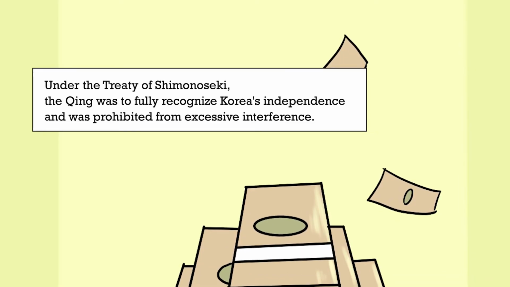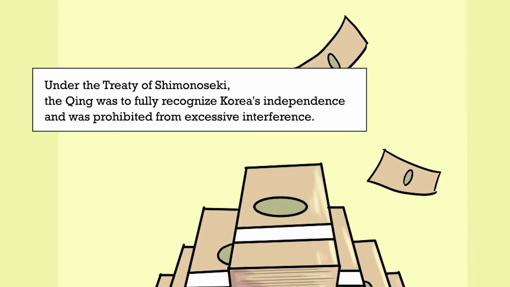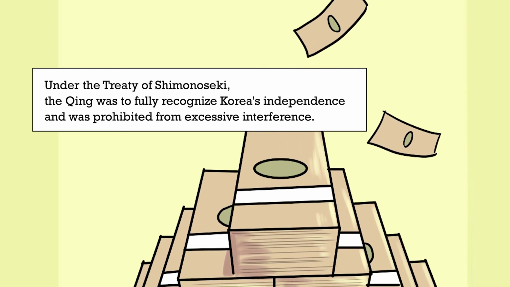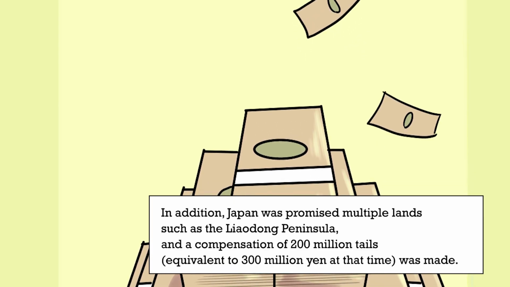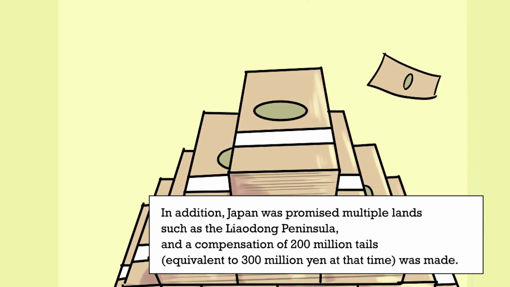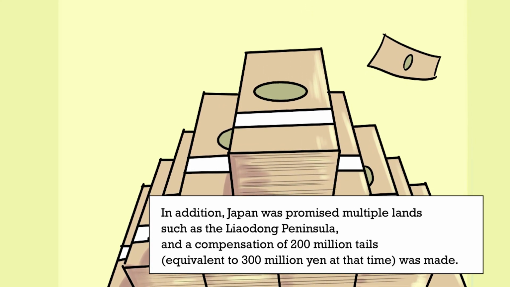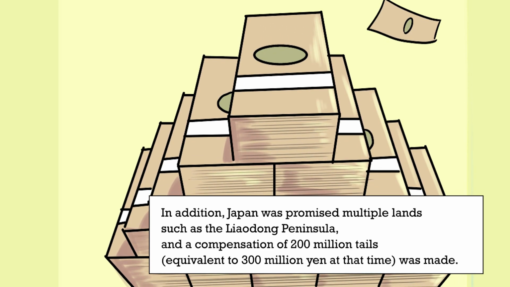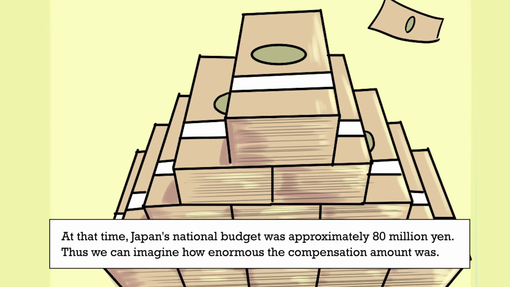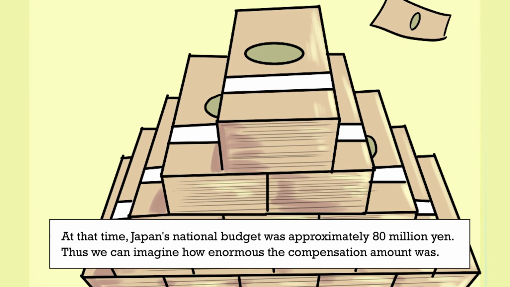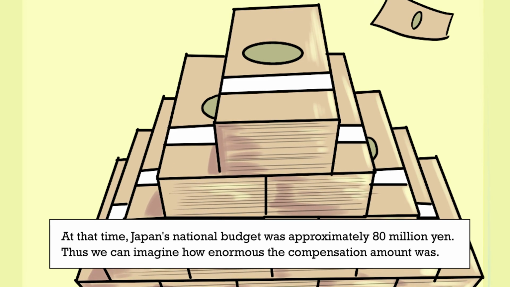Under the Treaty of Shimonoseki, the Qing was to fully recognize Korea's independence and was prohibited from excessive interference. In addition, Japan was promised multiple lands, such as the Liaodong Peninsula, and a compensation of 200 million taels, equivalent to 300 million yen at the time, was made. At that time, Japan's national budget was approximately 80 million yen. Thus, we can imagine how enormous the compensation amount was.